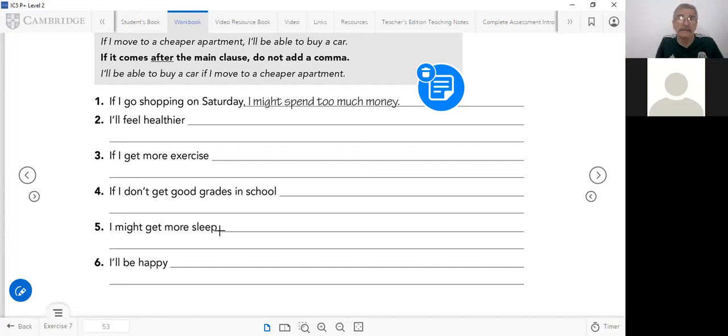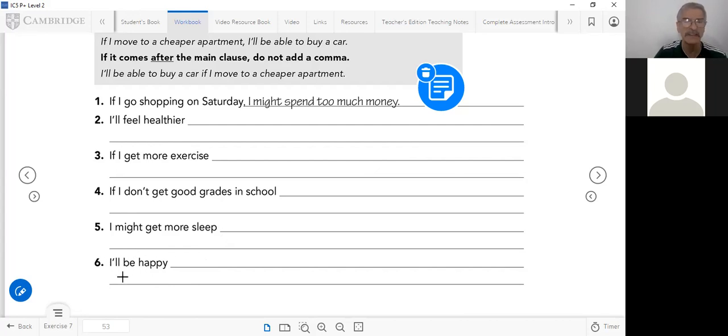Imagine that I go to bed at 11 o'clock or 12 o'clock at night, and my granddaughter wakes up at 6:30 in the morning. What happens? I'm not sleeping more than 6 and a half hours. So I will have to go to bed earlier, by 9:30, so that I can sleep 8 hours if it is possible. So I might get more sleep if I go to bed earlier. You understand?